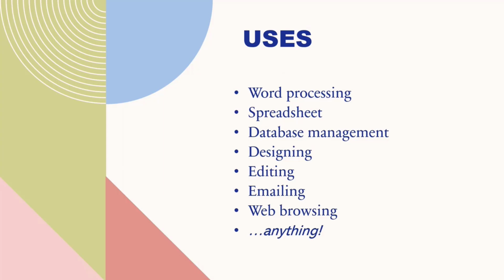And some of the uses of application software is to do anything really. For example, word processing, spreadsheets, database management, designing like CAD, editing, for example Photoshop, email clients. I know most people don't have desktop email clients, but for example, there's Mozilla Thunderbird. Web browsing, there's various different web browsers for various different things. And anything else really, because application software can do anything. Yeah, that's it.